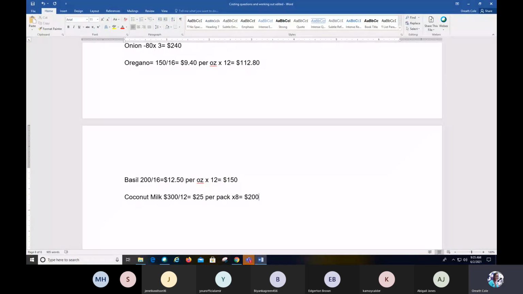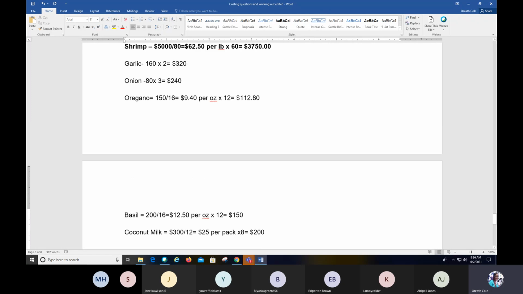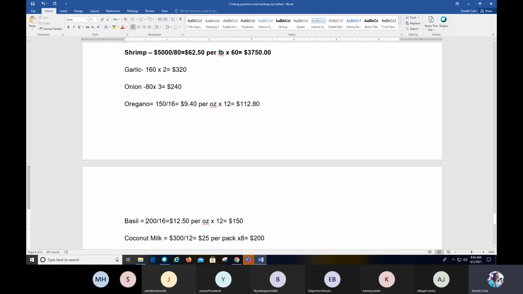You see how long it takes to figure it out? But these types of questions cause you to think a little bit more. This is the reality, because in reality, you buy in bulk, and therefore you have to break it down to find your cost. So this is reality.